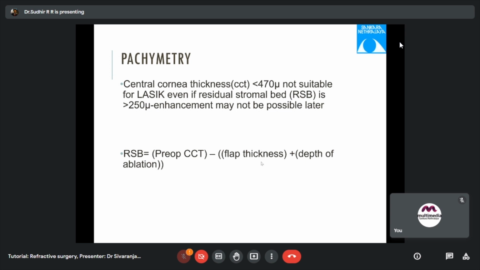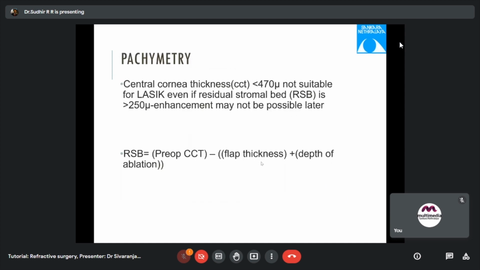Then you come to corneal thickness. Again, without use of contact lens, you have to get that. The minimum corneal thickness, if you have to go for a laser based procedure, should not be less than 470 microns. Residual bed thickness is equal to pre-op central corneal thickness minus flap thickness plus depth of ablation.